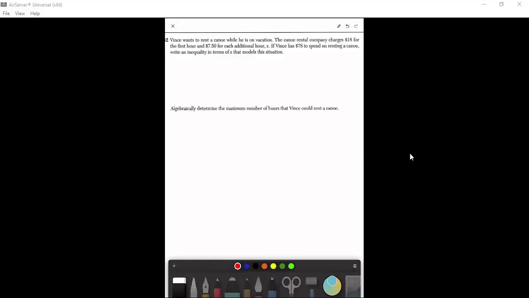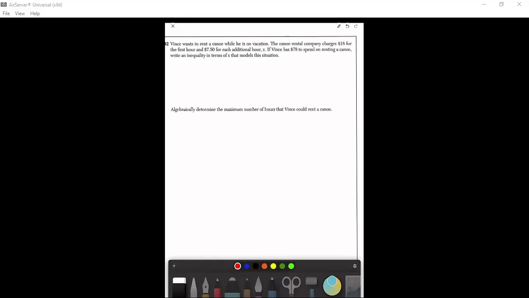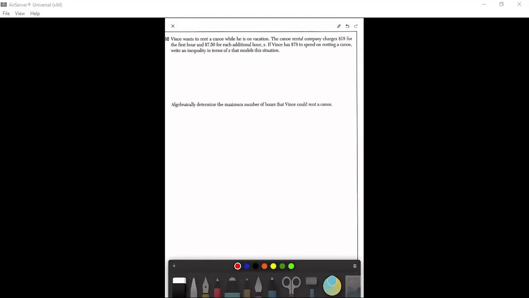Hey guys, Mr. H. I am doing question 32 from the August 2025 Algebra 1 Regents exam. They've given us a word problem. They want us to write an inequality, and then they want us to solve it algebraically.